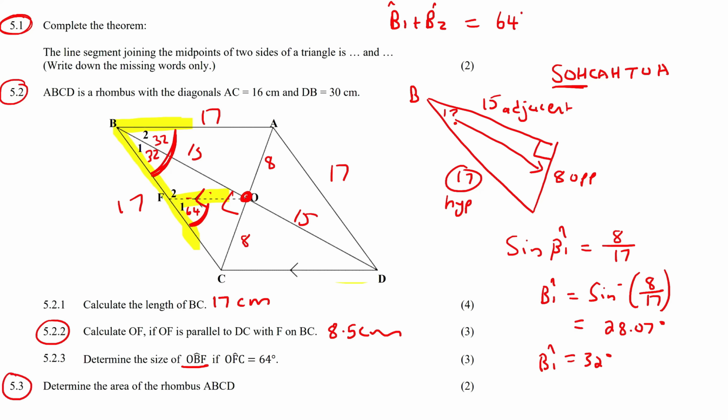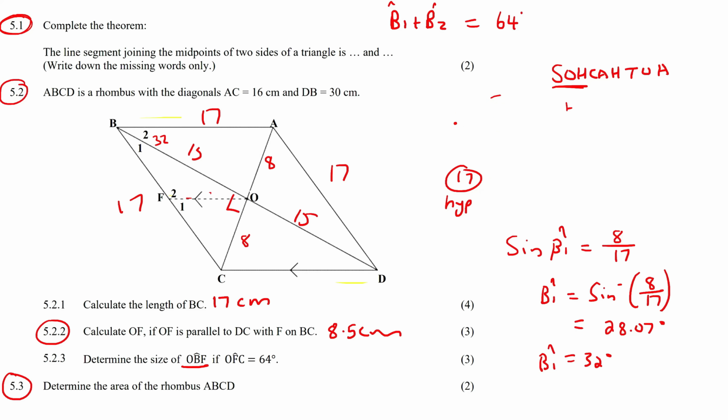Okay, last one. Determine the area of the rhombus. So to determine the area of this rhombus, it's actually going to be quite simple. All you must realize is that we have 4 triangles. Can you see? And all 4 triangles are going to be exactly the same. They're all going to have an 8 and a 15 and a 17. So we're just going to find one of the areas of the triangle and then just multiply that answer by 4.